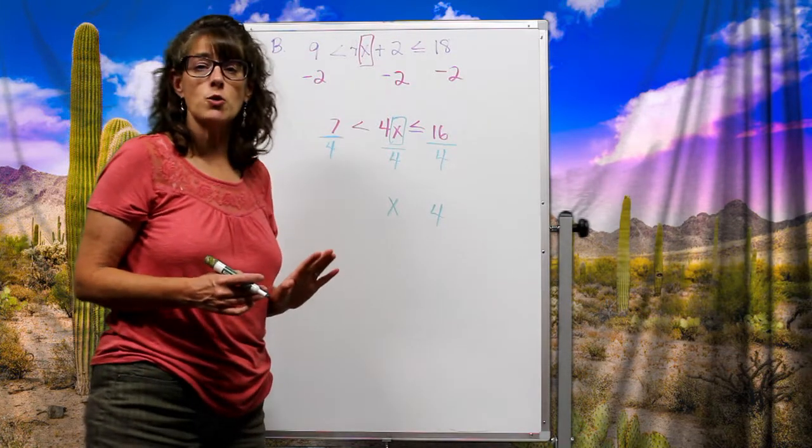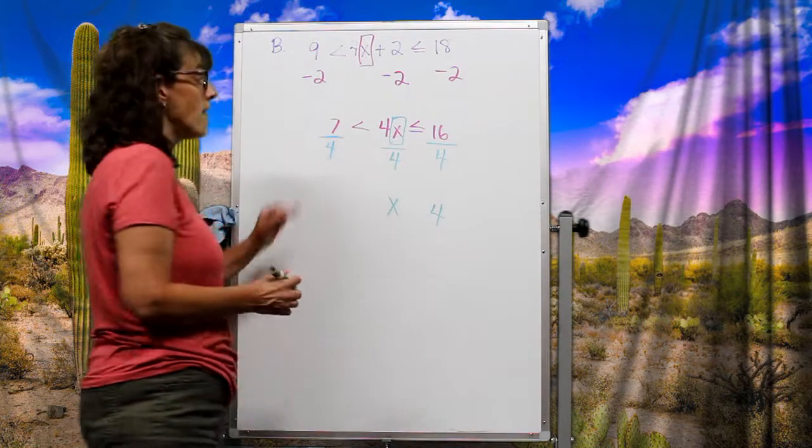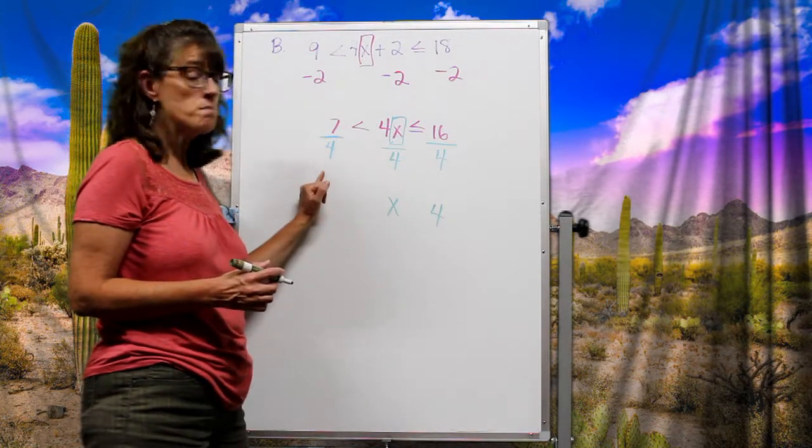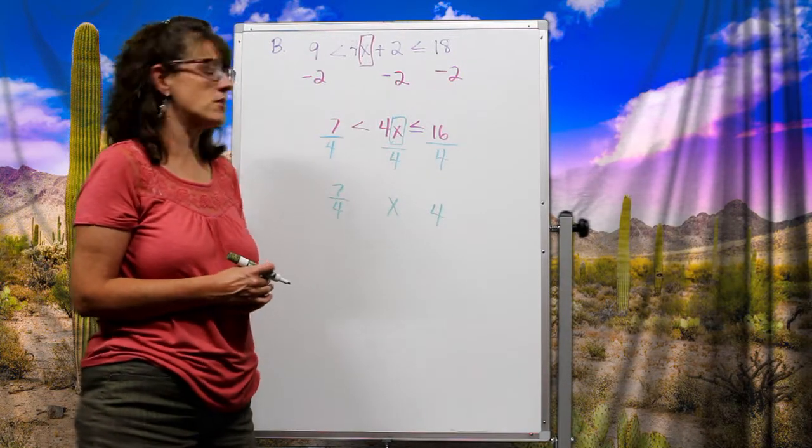Don't worry about turning it into a mixed number, but always simplify that fraction. Always simplify if you can. Is there a number that'll go into both 7 and 4? Nah. So I'm going to leave it as 7/4. We're totally fine with improper fractions at this level.